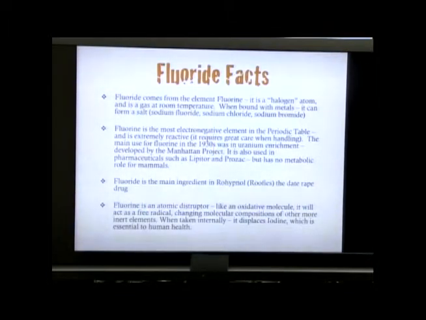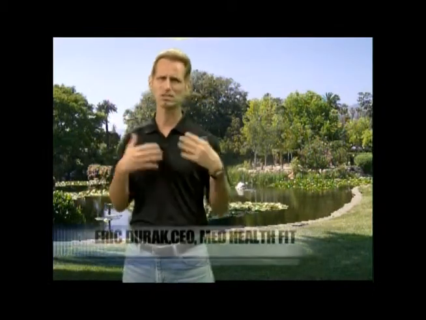Its use in the 1930s was from uranium enrichment. It was actually used in the Manhattan Project. And it's also used in different types of chemicals that we have today, like Lipitor, which is for blood fats, and Prozac. But it really doesn't have any metabolic role. It doesn't help with weight loss. It doesn't help with sleep patterns, etc.